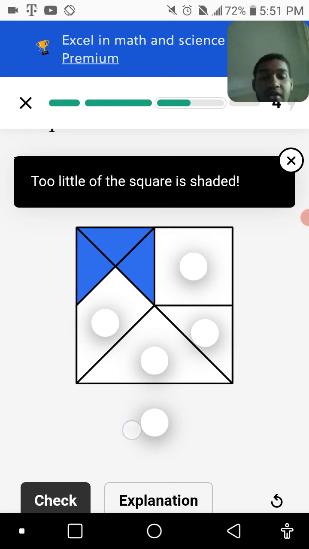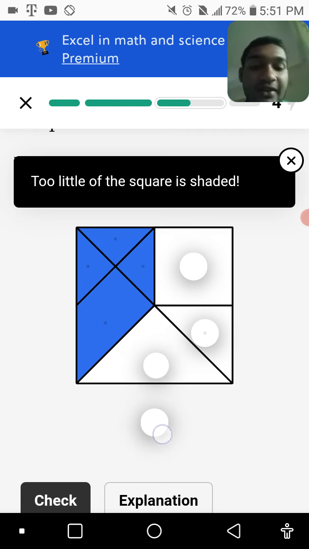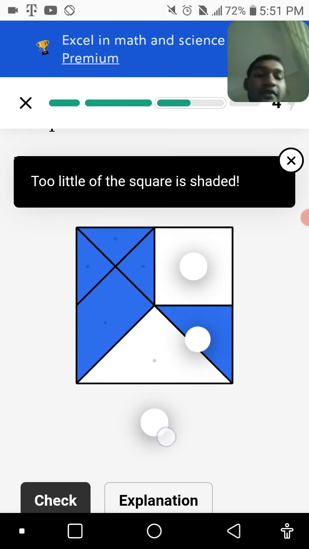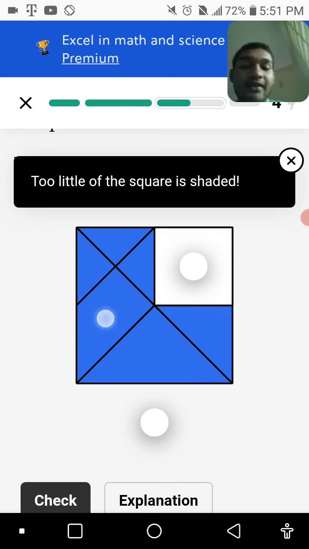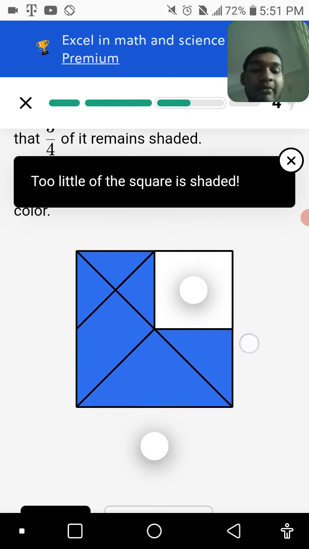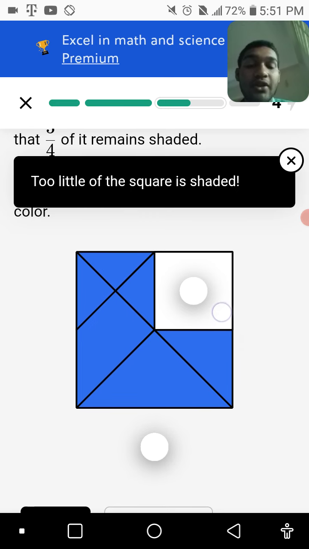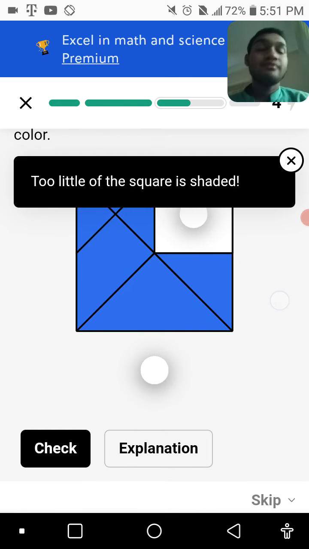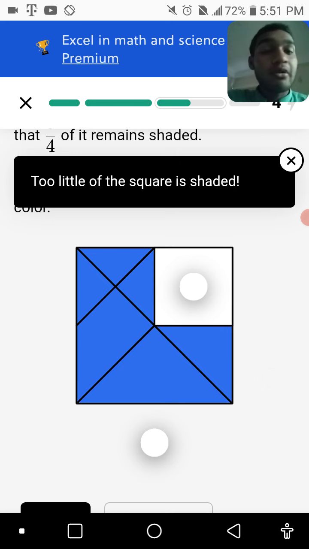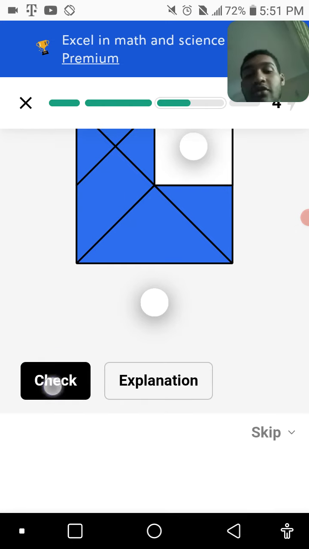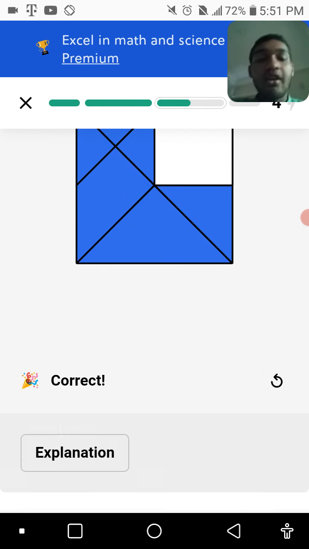I think I get it. Right now I get it. Yes, I get it. Because 3 by 4 means these 3 will be remaining, and this would be the thing that we come to. Or else the thing will be 4 by 4. 4 by 4 is equal to 1. I don't know why my Wi-Fi is breaking. So let's go check this. Yeah, okay.